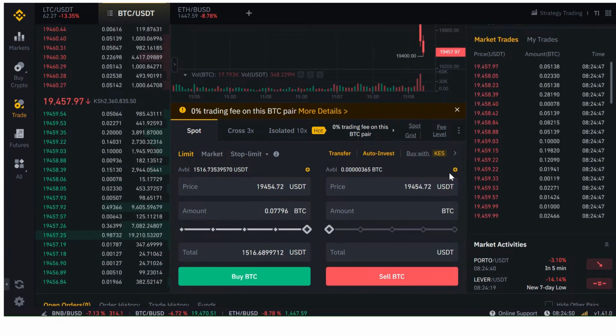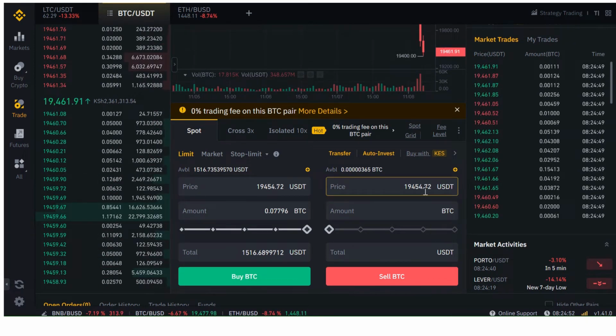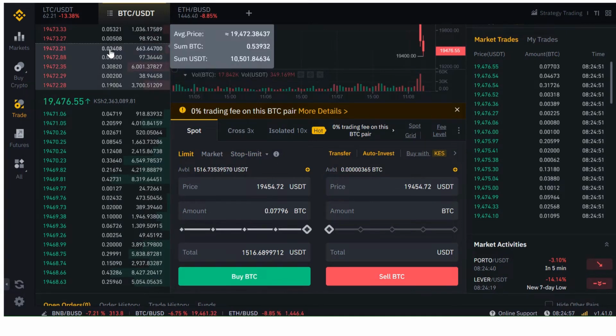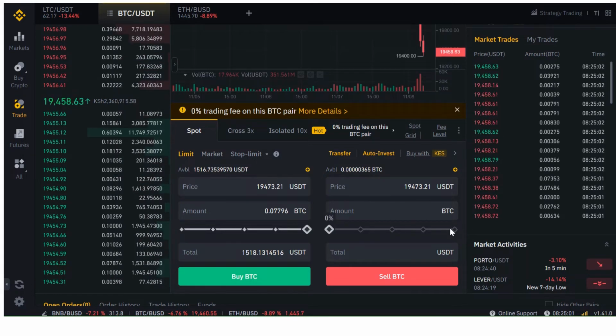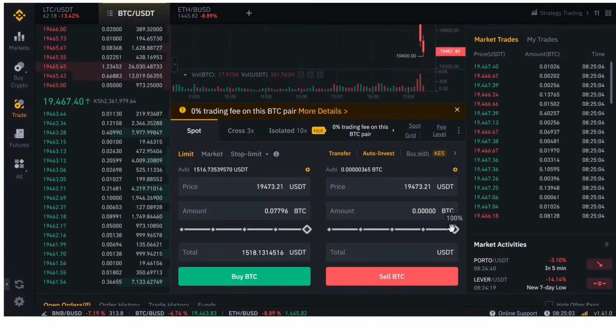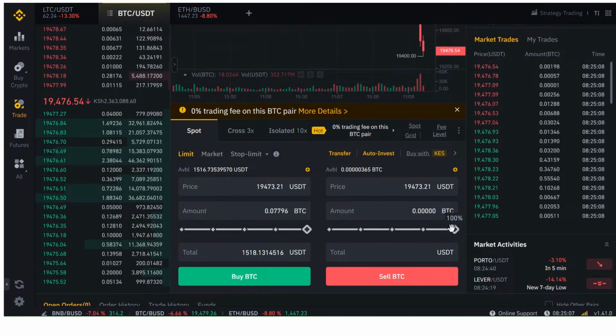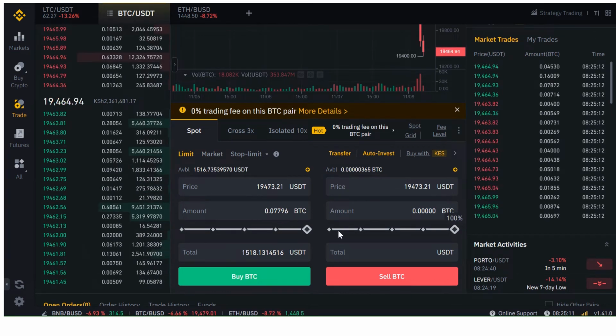Then you can set a sell order by doing the same, picking from this side and then selling all of it, or choosing the amount you want to sell. But make sure at least your buying and selling price is different and you are at a profit.